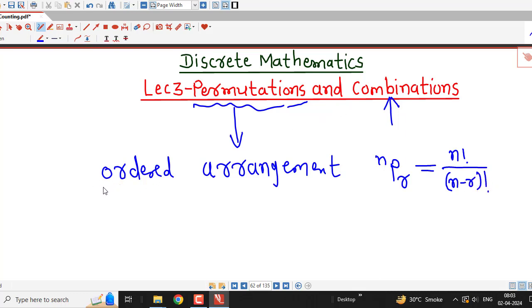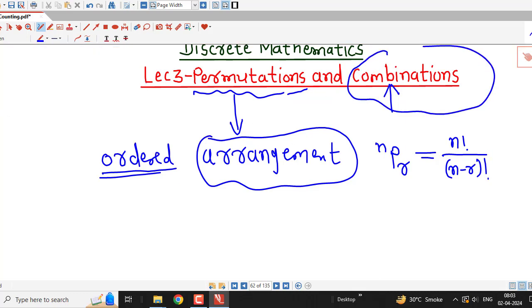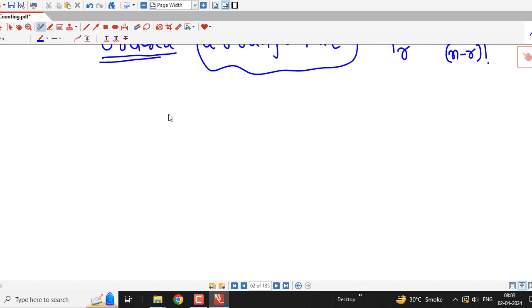Now suppose order is not important, then what will be the number of arrangements of given objects out of the total number of objects? If order is not important, then comes the idea of combination. First we understand it with an example.